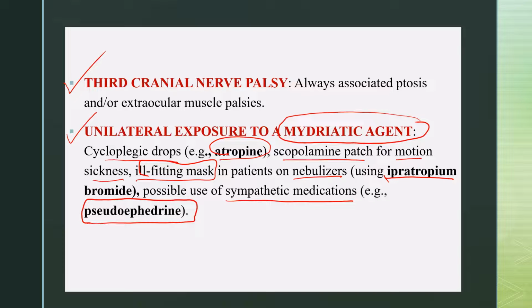So at this point, I hope it is clear what the causes of dilated pupil are which can cause anisocoria. At this point, I would advise that you revise this first before we go to the pupil in which the constricted pupil is the cause of anisocoria.